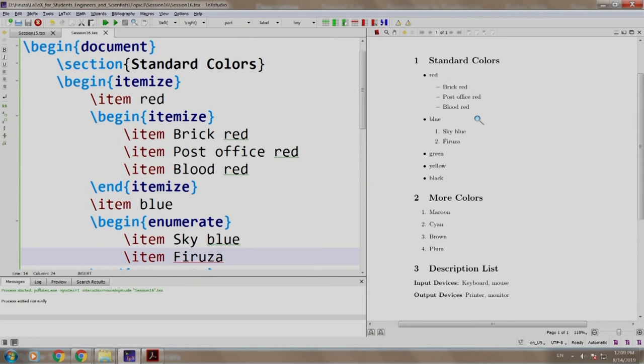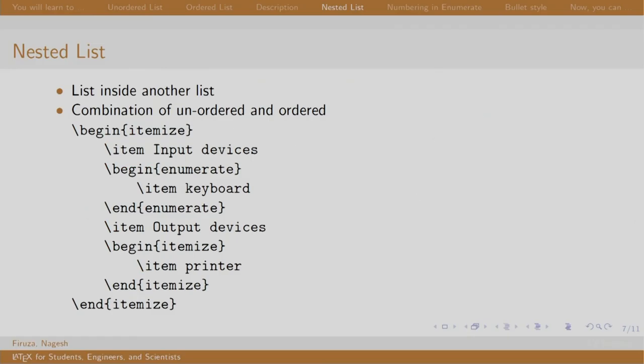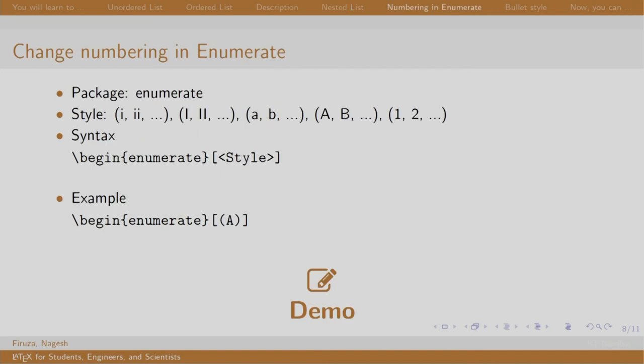Let's go back to our slides. Here is another example of a nested list. You may try it out. The numbering style of enumerate that we just saw was Arabic 1, 2 and 3. To change the style to Roman or alphabets, we need to write the style in the box bracket after the enumerate environment as shown here. We also need to include the enumerate package.